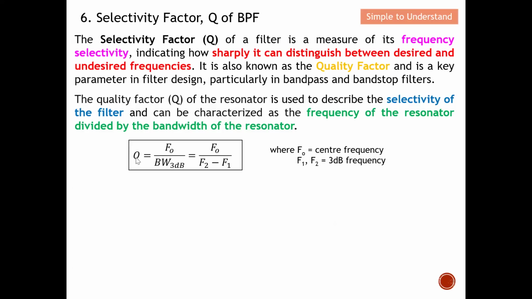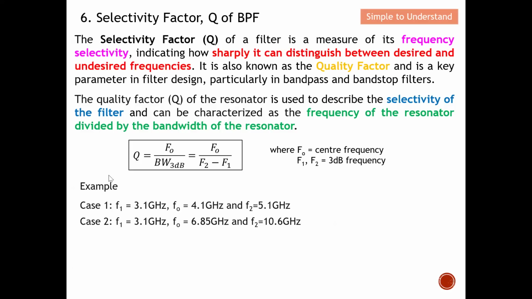We are going to take a close look at how to determine the Q factor of a filter, for a bandpass filter, for example. I will give you two case studies here. The first one is from 3.1 gigahertz all the way to 5.1 gigahertz. As for case 2, they have a wider bandwidth, from 3.1 all the way to 10.6. If you still remember how to calculate F0, it is simply the square root of F1 multiplied by F2. Then I will be able to obtain my F0, which is the center frequency of the bandpass filter.